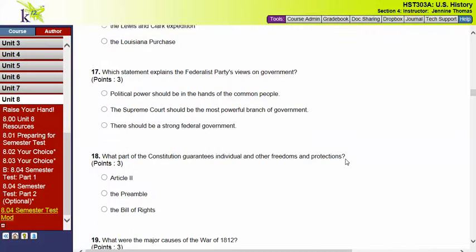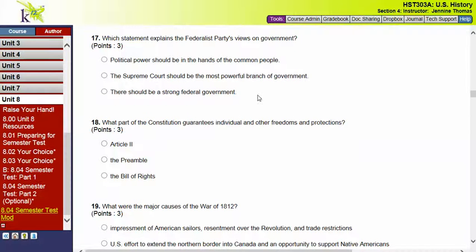Which statement explains the Federalist Party's views on government? Political power should be in the hands of the common people, the Supreme Court should be the most powerful branch of government, or there should be a strong federal government. Number 18, what part of the Constitution guarantees individual and other freedoms and protections? Article 2, the Preamble, or the Bill of Rights?